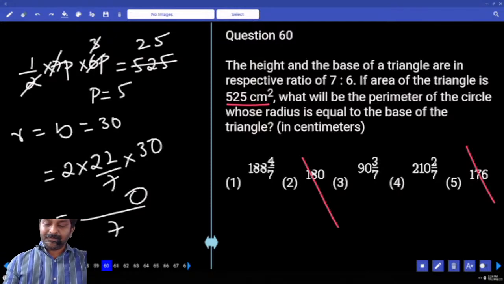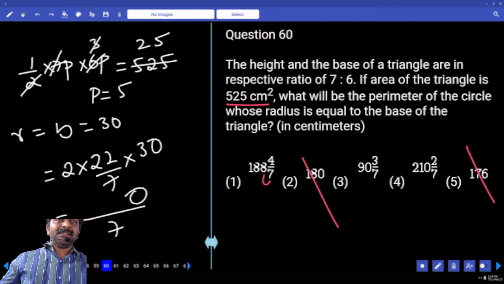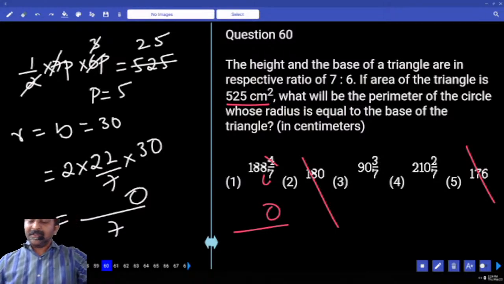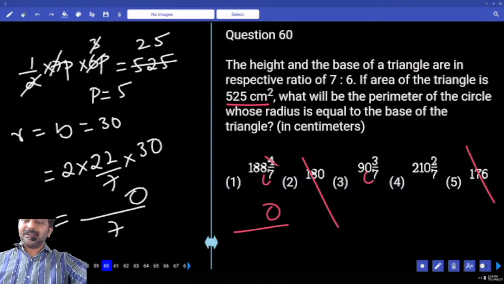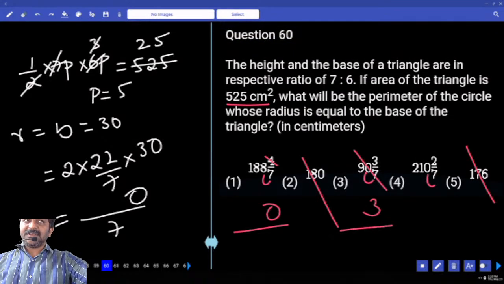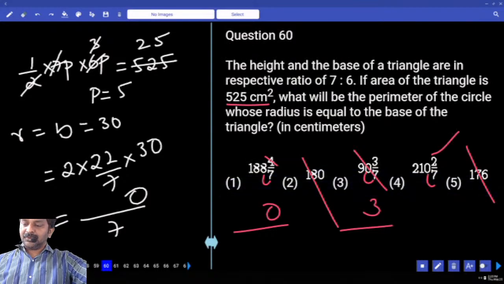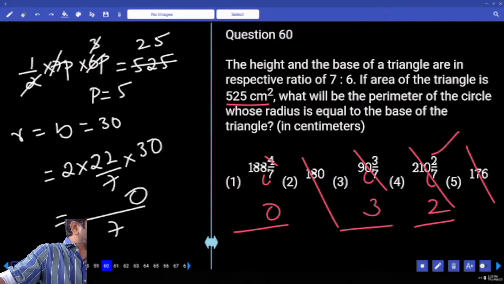Let me verify that. 7 into 8 ends with 6 plus 4 ends with. Here the numerator is ending with 0. Third option, 7 into 0, 0 plus 3. Can it be your answer? 7 into 0 plus 2. Can this be your answer? Eliminate. First option, final answer.